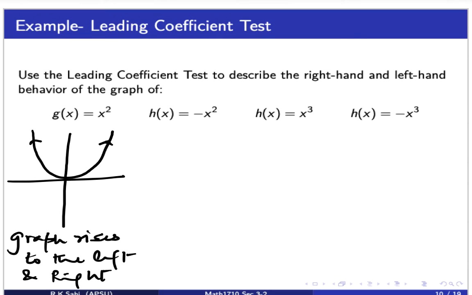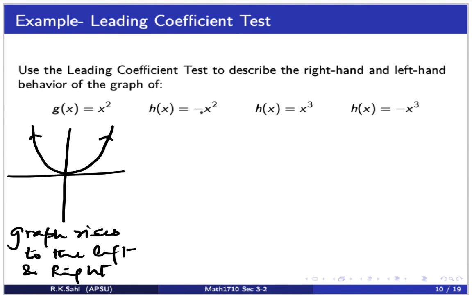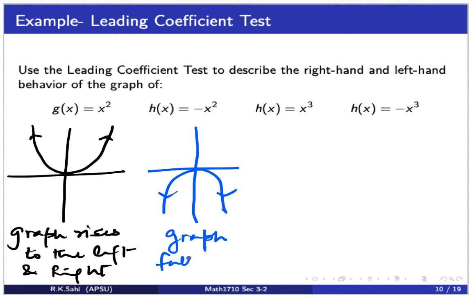Okay, now let's look at a negative. What's going on? h of x is minus x squared, okay? Again, an even degree polynomial with a negative coefficient, and we already know the graph looks like what? It's an upside down parabola. So according to the leading coefficient test, what does it mean? The graph falls to the right and left. That's this, guys.